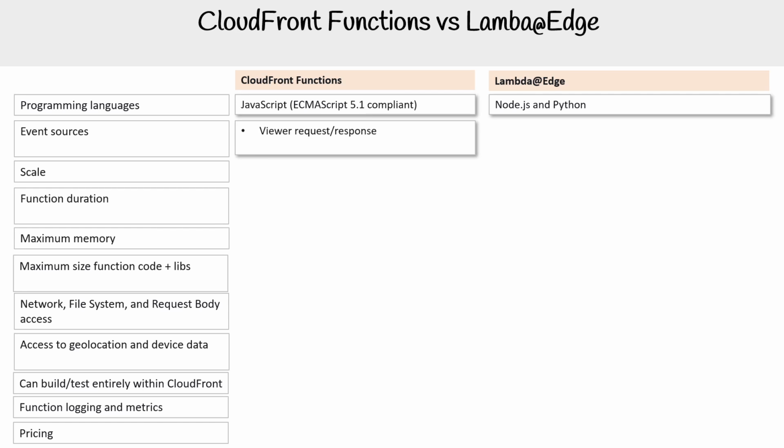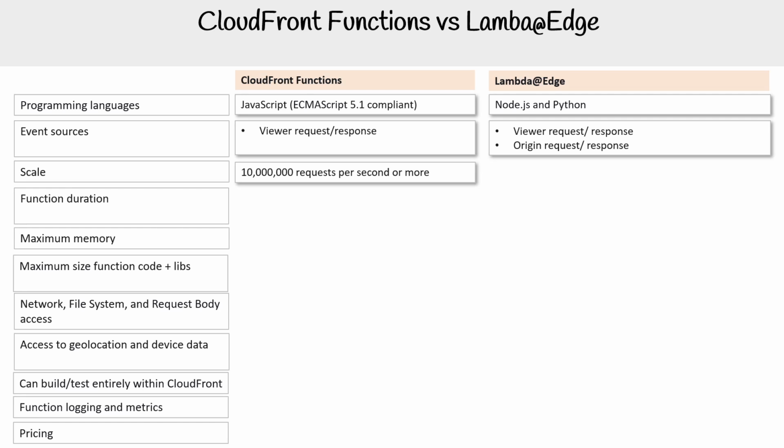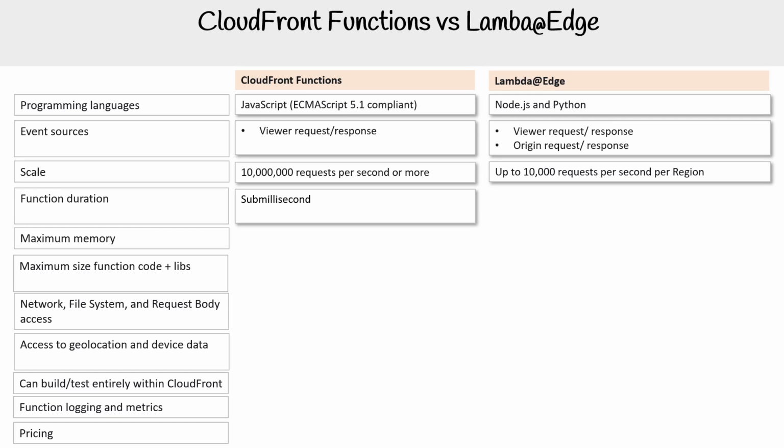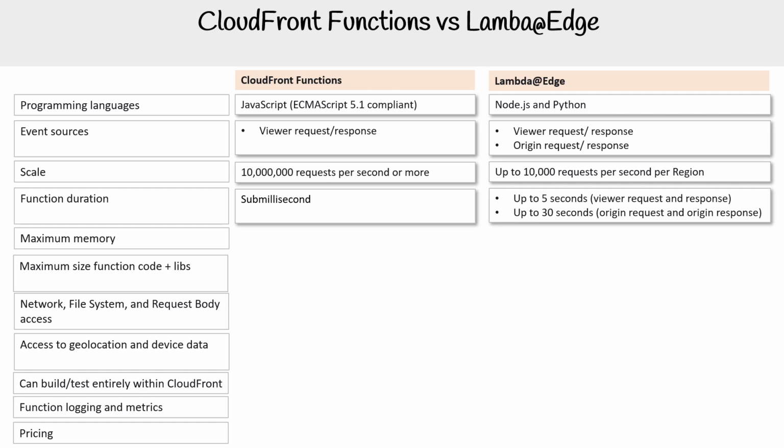For event sources, it's just request and response for the viewer. For Lambda@Edge, it's both for viewer and origin, request and response. The scale here is 10 million requests per second or more, whereas Lambda@Edge is 10,000 requests per second per region. The function duration is sub-millisecond for CloudFront Functions. For Lambda@Edge, up to 5 seconds or up to 30 seconds. So you can see Lambda@Edge is much slower.